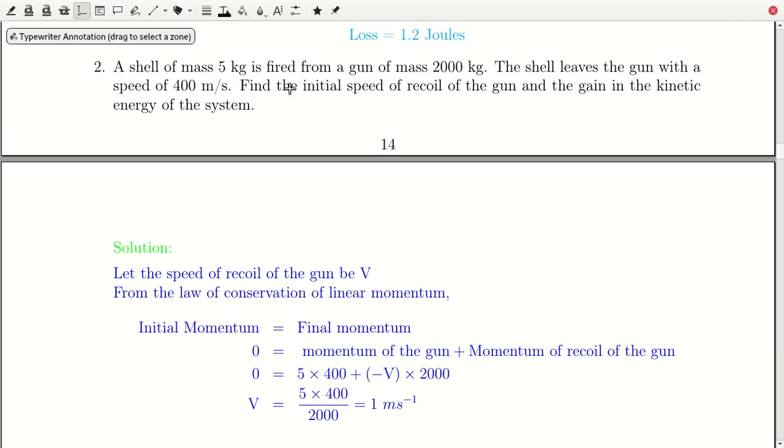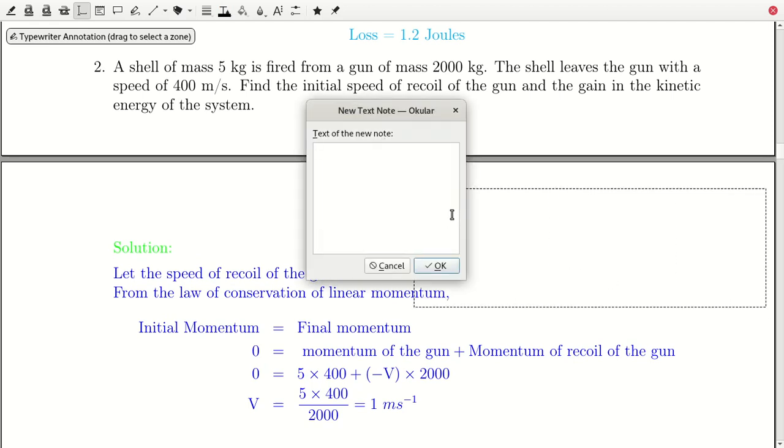So for this one, initially both of them were at rest. So it means the momentum of recoil of the gun will be equal to the momentum of the bullet. Because initially both of them were at rest, when the shell or the bullet is shot out, the momentum of one will be the opposite of the other.